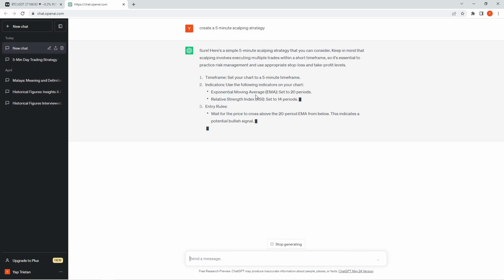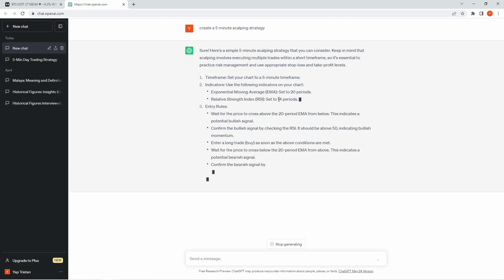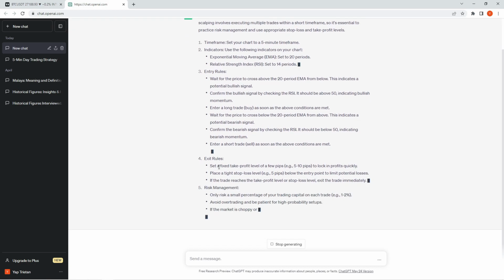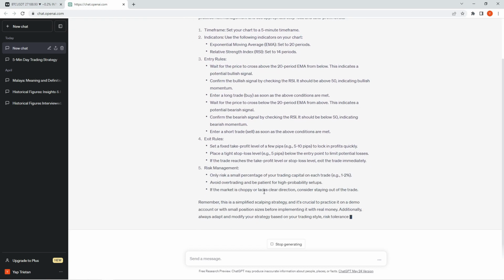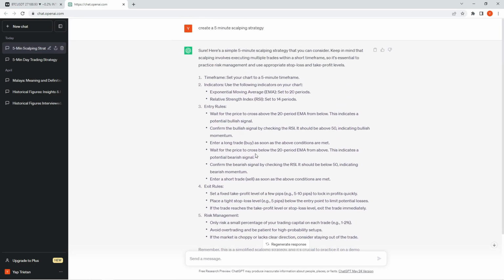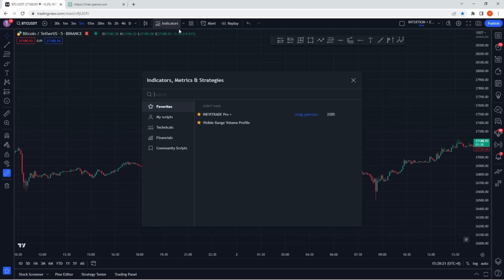So we're going to be using EMA, RSI, 14 and 20. Okay, here we have our entry rules, our exit rules, and yeah, this looks good. So let's start with the indicators that we'll be using. We'll be using two indicators, the 20 EMA together with the 14 EMA. So let's put that straight into it first.